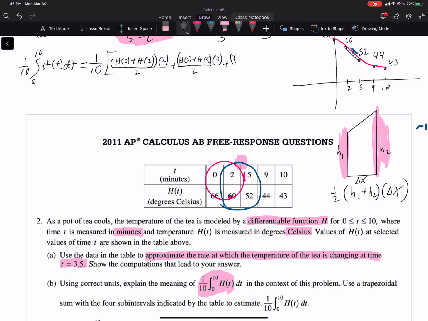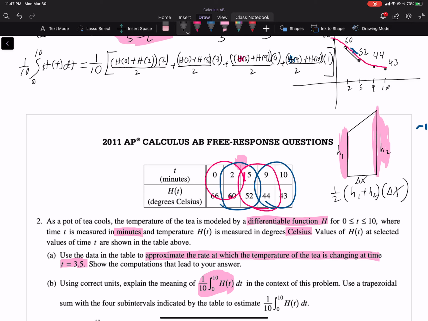And then the next two will be 5 and 9. H of 5, H of 9, it's 1/2. And the width between those two is 4. One more. The last two are going to be 9 and 10. So H of 9, H of 10, and the width between those two is 1.